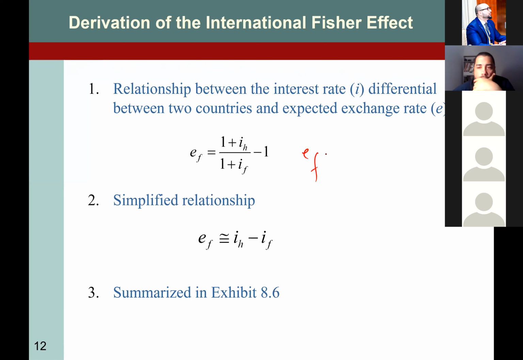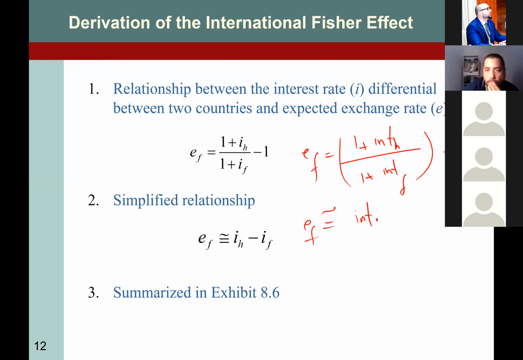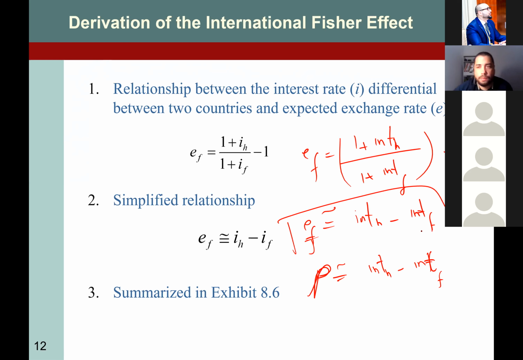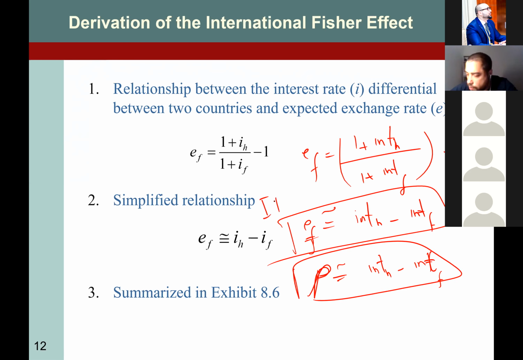That is 1 plus interest in home over 1 plus interest in foreign minus 1, or the approximation is interest in home minus interest in foreign. So the interest rate parity says this is the forward premium, which is equal to home interest rate minus foreign interest rate, right? So this IFE, International Fisher Effect, provides a counter argument to the interest rate parity.